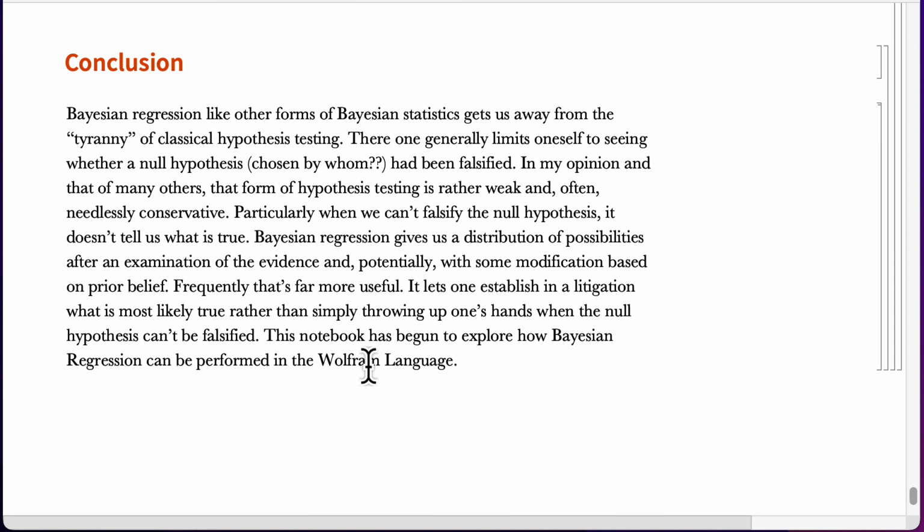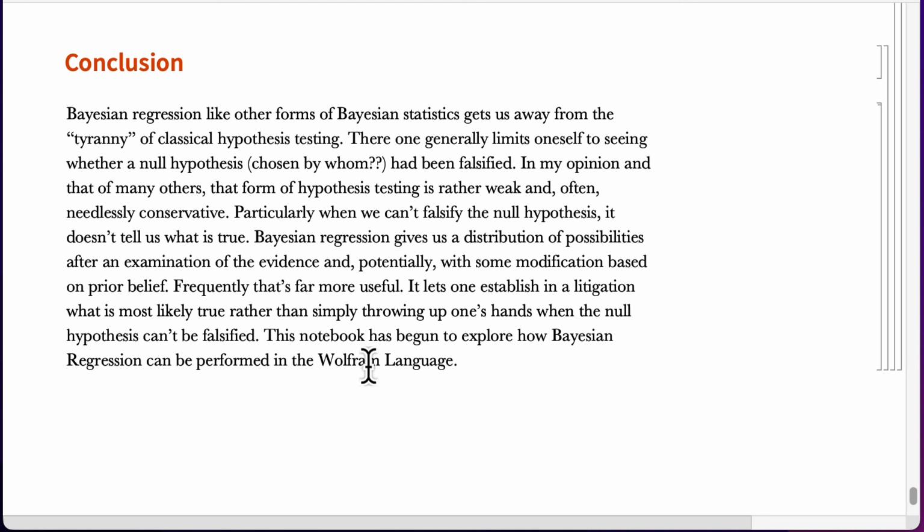So, in conclusion, Bayesian regression, like other forms of Bayesian statistics, gets us away from what many people call the tyranny of classical hypothesis testing. Because there, what do you do? Somebody picks a null hypothesis, and then you see whether the data falsifies the null hypothesis. But that's kind of weak. All you're saying is, well, the data did disprove the null hypothesis or the data didn't disprove the null hypothesis, but you haven't said what the truth is. And Bayesian regression says, here's the distribution of possible truths. After examination of the evidence, here's how I've reduced the uncertainty in what the truth might be.